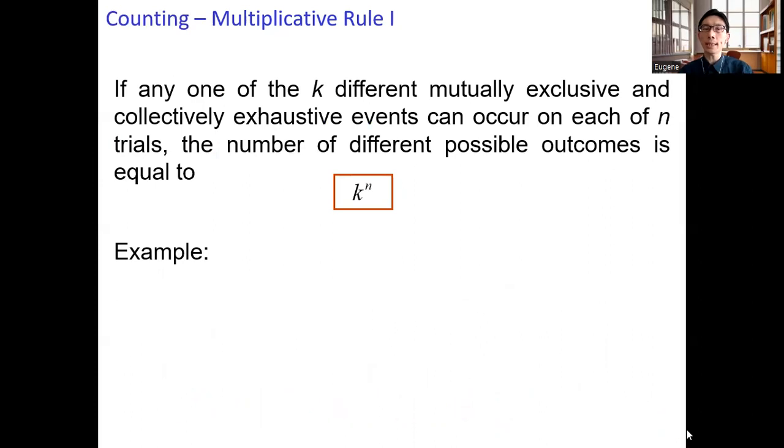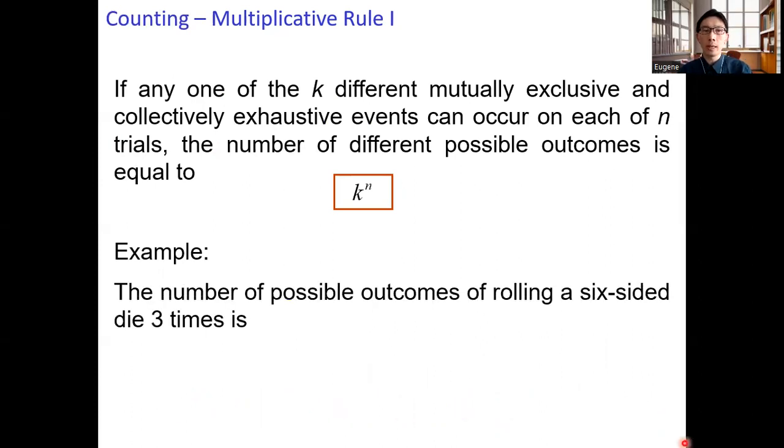Let's take a look at another example. The number of possible outcomes of rolling a 6-sided die 3 times. So when you roll a die, you have 6 different outcomes: the numbers 1, 2, 3, 4, 5, and 6. So the value of k is equal to 6. And we roll the die 3 times. So n is equal to 3. So the number of possible outcomes is equal to 216.